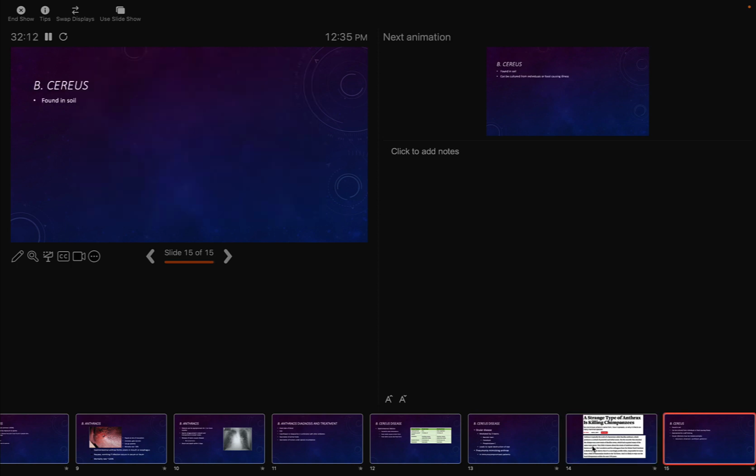Bacillus cereus is found in the soil. Most Bacillus species are. Even Bacillus anthracis, found in the soil. It can be cultured from individuals or from food that has been associated with causing illness.